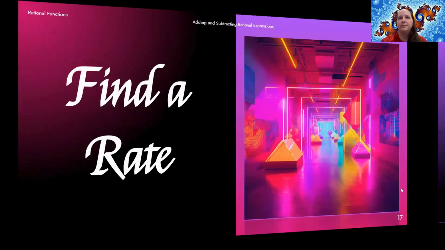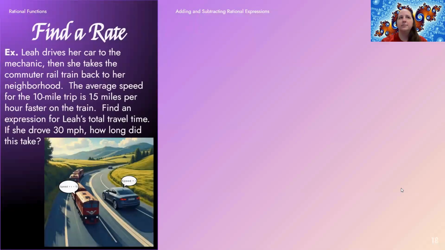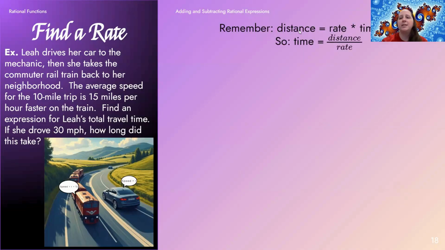Find a rate. Leah drives her car to the mechanic, then she takes the commuter rail train back to her neighborhood. The average speed for the 10-mile trip is 15 miles per hour faster on the train. Find an expression for Leah's total travel time. If she drove 30 miles per hour, how long did this take? So the first thing that we need to do is figure out her total travel time. We can remember that distance equals rate times time, so time equals distance divided by rate.